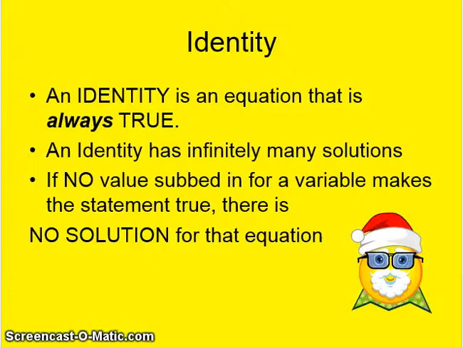It implies that no matter what you plug in for the value of the variable, you will get a true statement. Now, on the other hand, if you get a false statement, such as 2 equals negative 4 or 1 equals 3, and no value subbed in for the variable makes the statement true, that means there is no solution for that equation. Let's look at one of those.